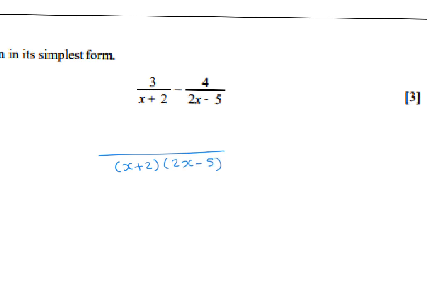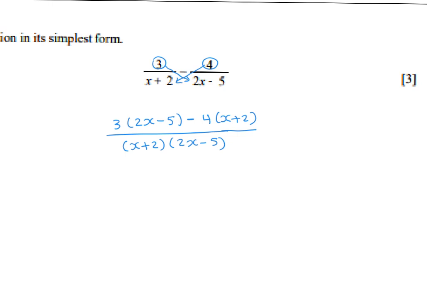Then start from 3, then multiply 3 by 2x minus 5. 3 times 2x minus 5. Minus 4 multiplied by x plus 2. 4 times x plus 2. After that, all we need to do is simplify the numerator.